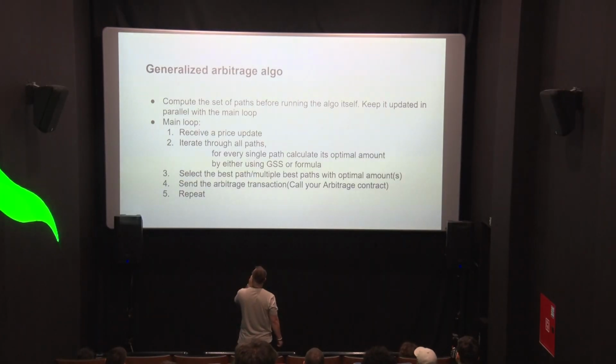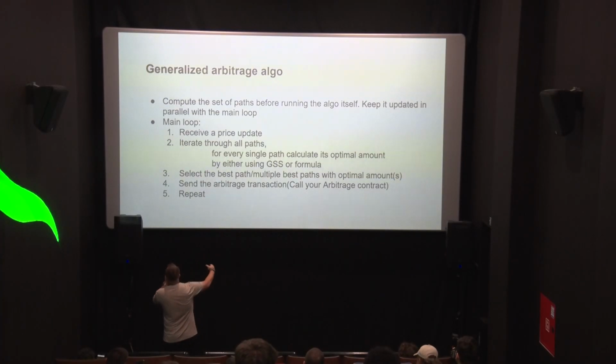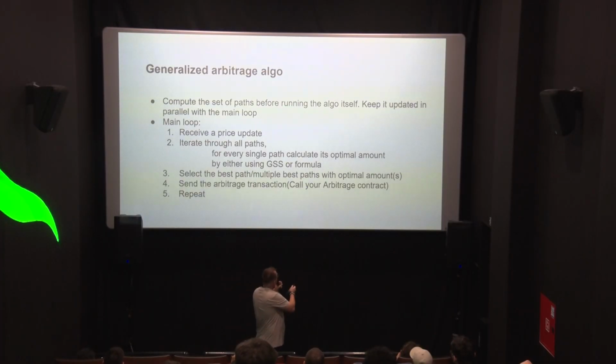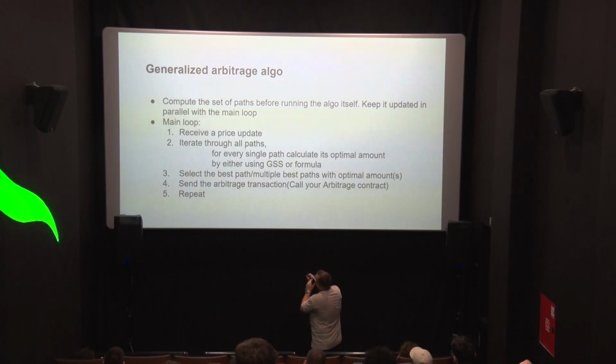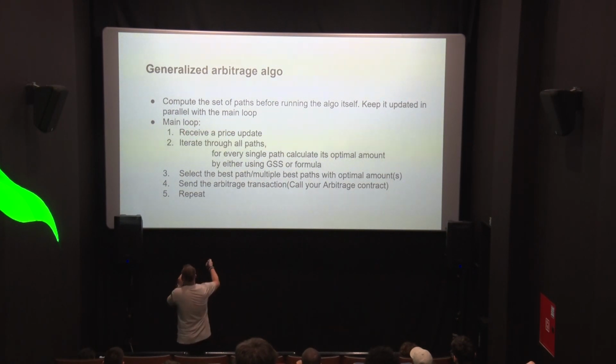And finally, we've arrived at the point where we can bundle together all the components into the generalized single arbitrage algorithm, which is the following. First, before running the main loop, we need to compute the paths using DFS and keep them updated. And then the main loop starts, which is we need to first receive a price update or state update, like the new piece of data.